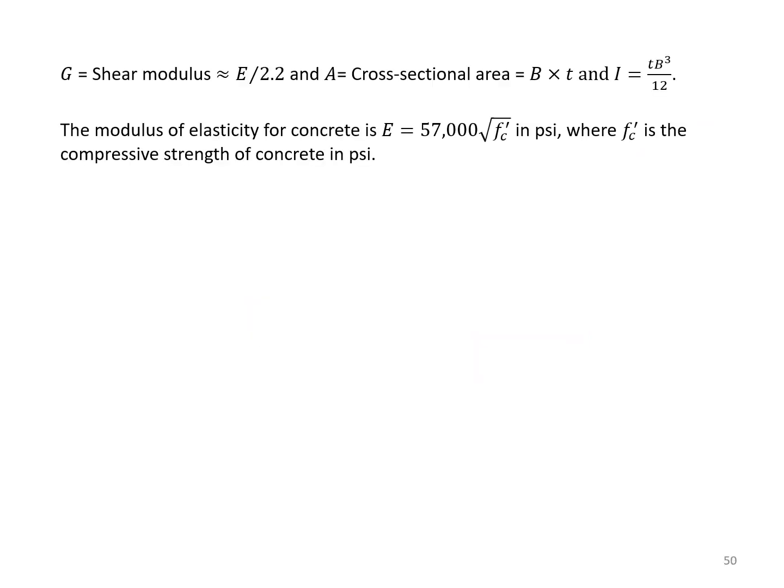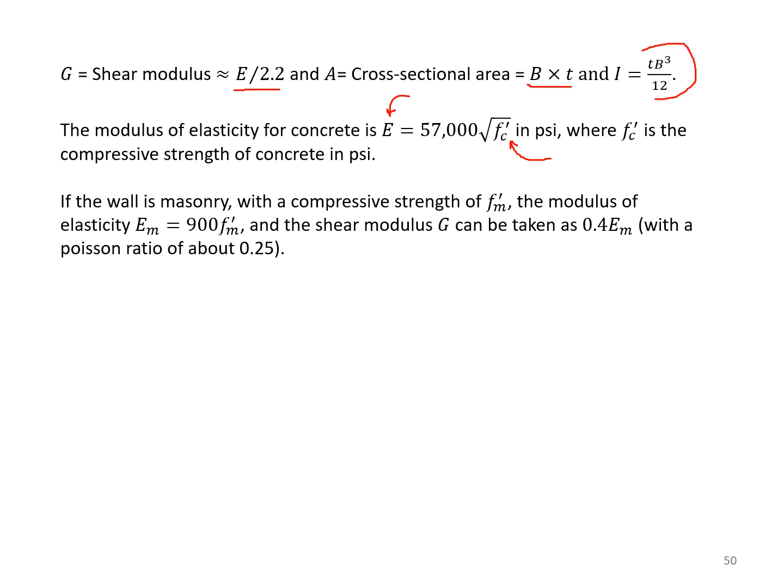Shear modulus approximately for concrete, we can take it as E divided by 2.2. A is the cross-sectional area, which is B times T. I is the moment of inertia, T B cubed divided by 12. For the modulus of elasticity for concrete, 57,000 square root of f prime sub c in psi. You put psi in there, you get psi out. So with this equation, don't try to use dimensions in it. It doesn't work, right? It's our ACI equations.